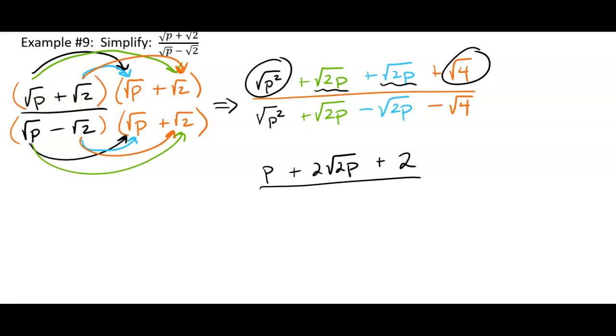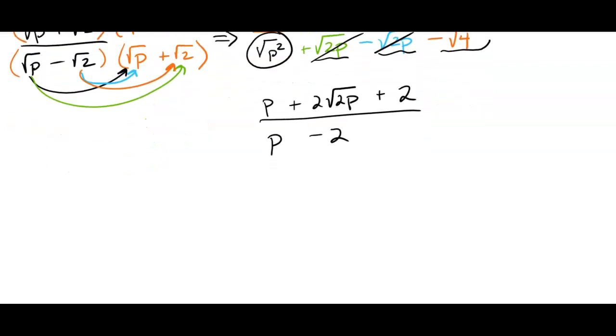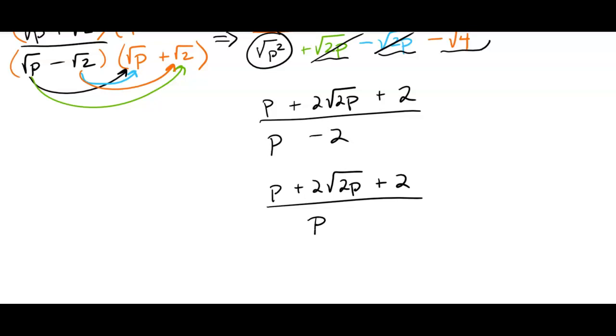The denominator then, square root of p squared, that's p. Then you have the square root of 2p minus the square root of 2p. Those cancel out. Those add up to 0. And then you have minus the square root of 4, or minus 2. So I didn't write it very neatly, but that would be the answer. Let me rewrite it. P plus 2 times the square root of 2p plus 2 all over p minus 2. And that would be the answer.